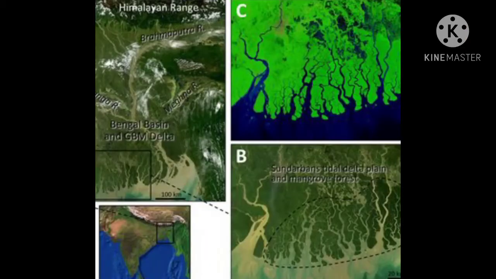The river Ganga is called Padma in Bangladesh. River Brahmaputra has several names as it is called the Jamuna in Bangladesh, Dihang in Arunachal Pradesh, and Sangpo in Tibet.